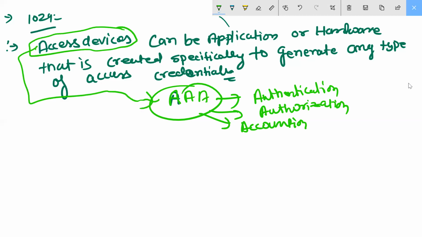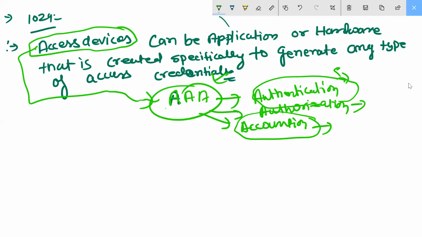When you are authenticated, then only you can access the devices, correct or not? Understood, no? Authorization means after that you can utilize the device, and then accounting is the work you are doing with that device. This is coming inside the 1029, specifically generating any type of access credentials. Credentials means you have the authentication, authorization, and accounting parts. That is your access device here.